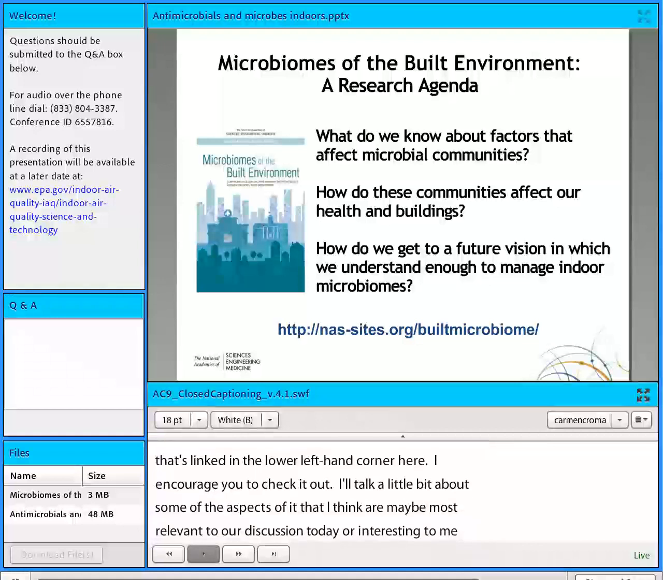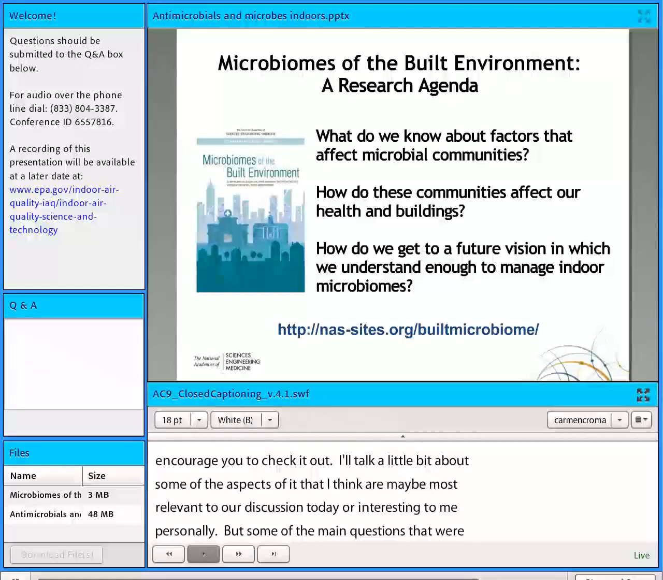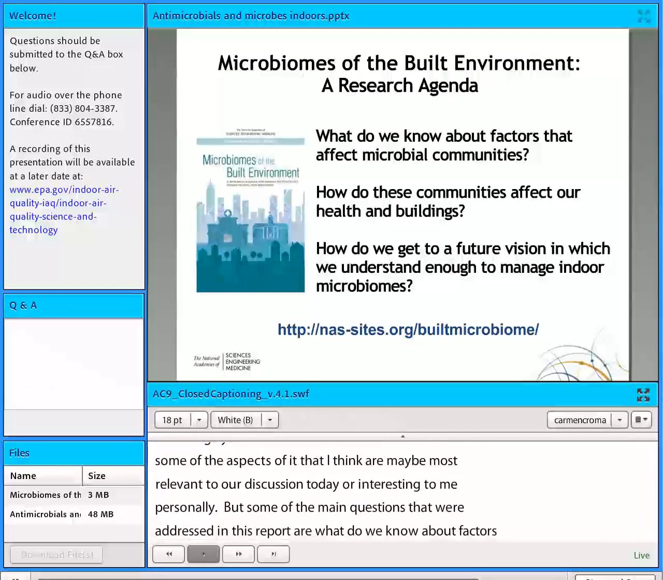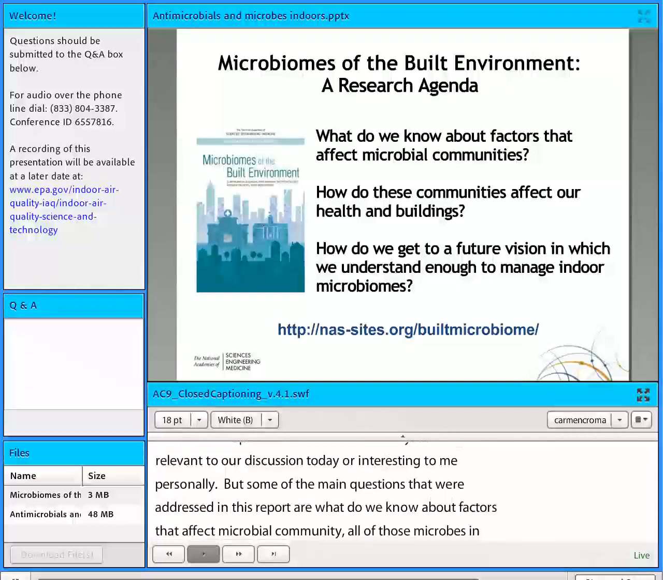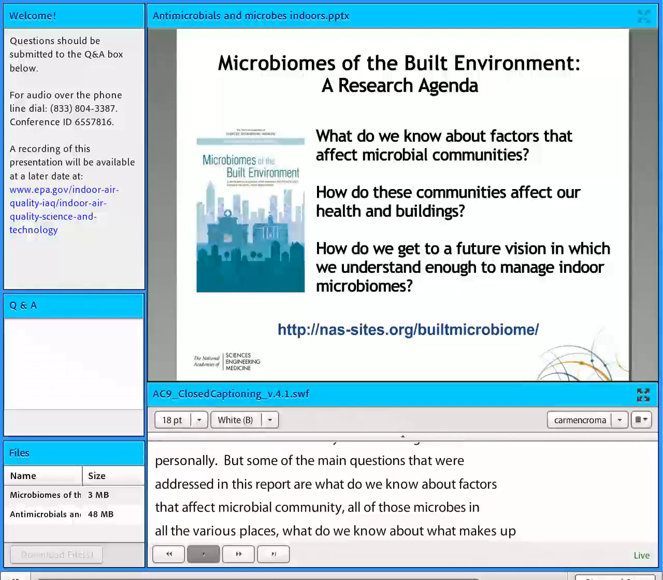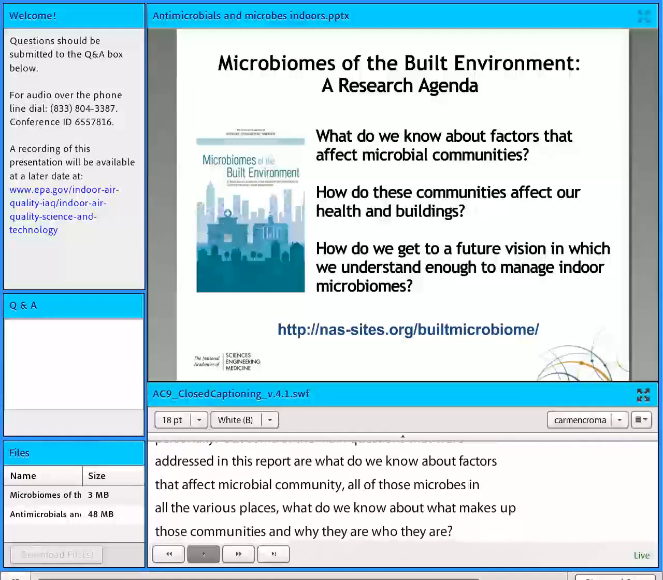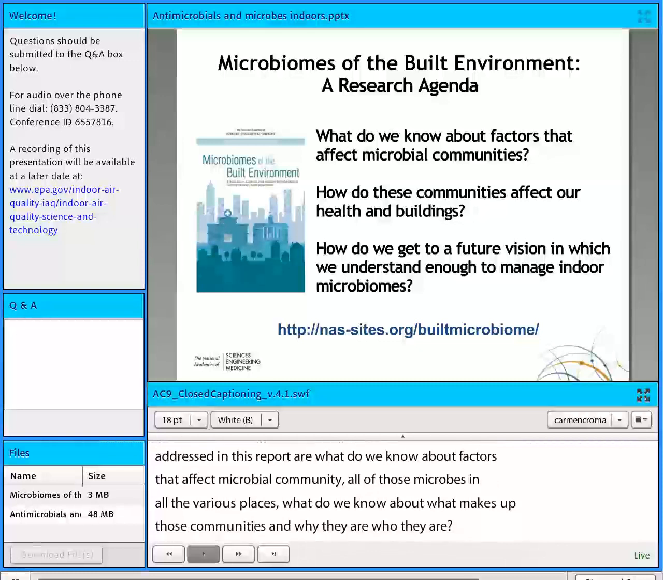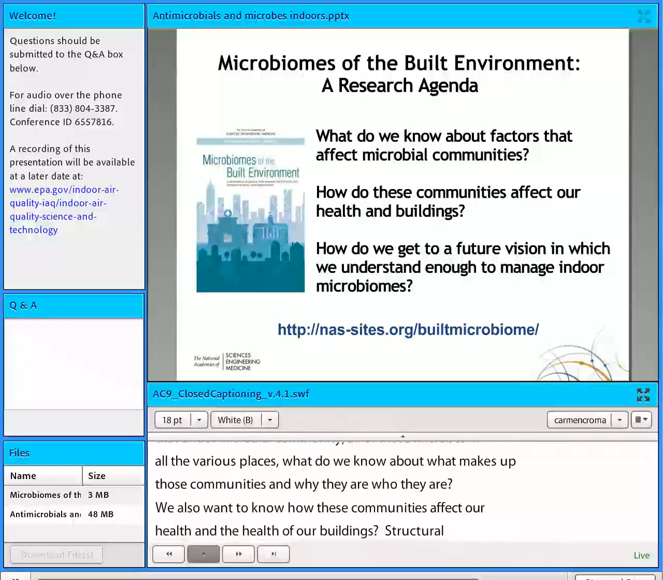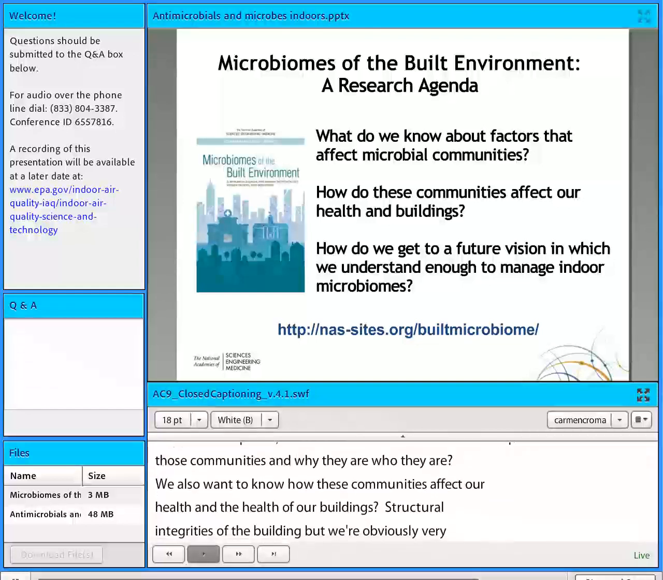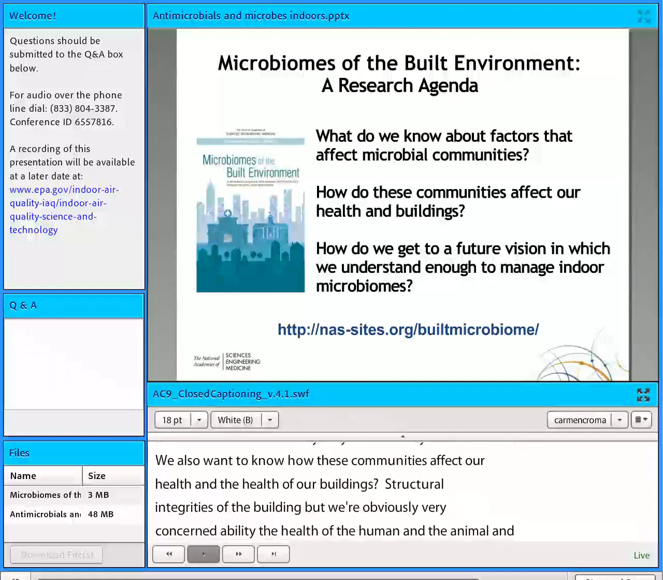But some of the main questions that were addressed in this report are, what do we know about factors that affect microbial communities? So all of those microbes in all of those various places. What do we know about what makes up those communities and why they are who they are? We also want to know how these communities affect our health and the health of our buildings. So maybe it's structural integrity of the building, but of course we're obviously very concerned about the health of the human and animal and plant inhabitants of our built environments as well.